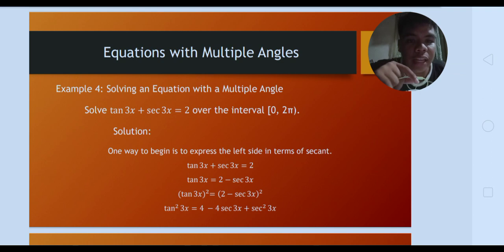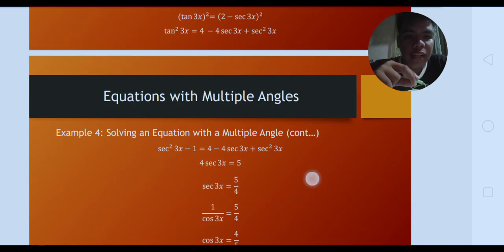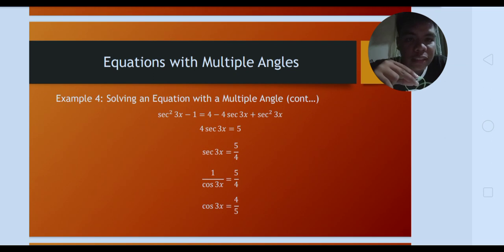And then tan squared 3x equals 4 minus 4 sec 3x plus sec squared 3x. This was obtained by squaring the binomial, using the FOIL method to get that result. And then sec squared 3x minus 1 equals 4 minus 4 sec 3x plus sec squared 3x.